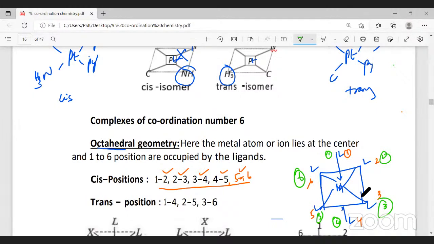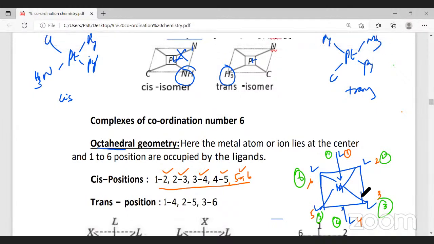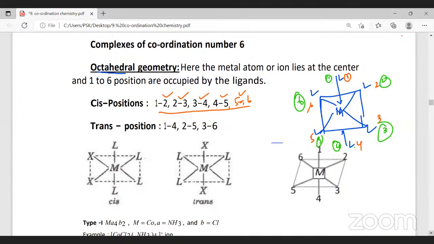Did you follow this, students? Yes, sir. When we will call cis and when we will call trans, do you understand? So if similar types of ligands are present in 1, 2 position, or 2 and 3, or 3 and 4, or 4 and 5, or 5 and 6 position, they'll be called cis. 1 and 4 position, trans. 2 and 5 position, trans. 3 and 6 position, trans. I hope that you followed.